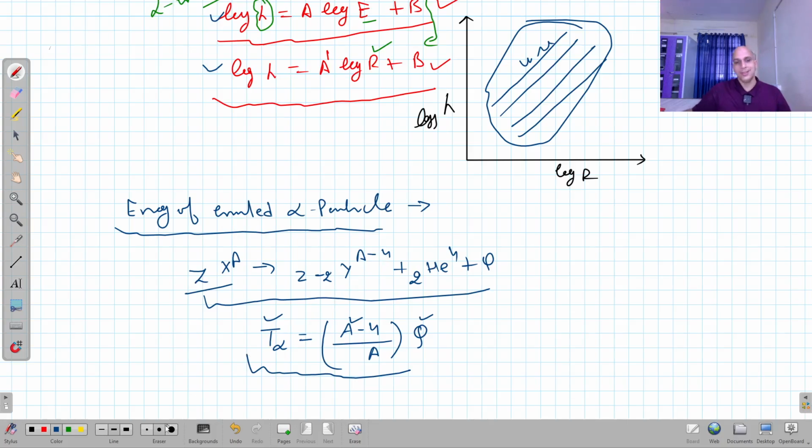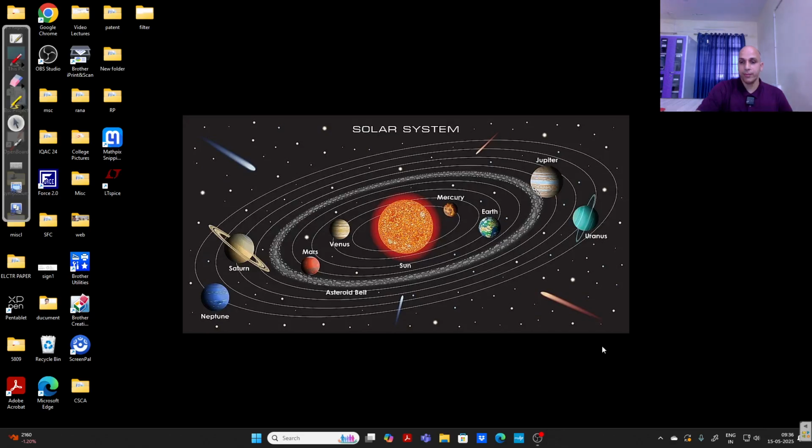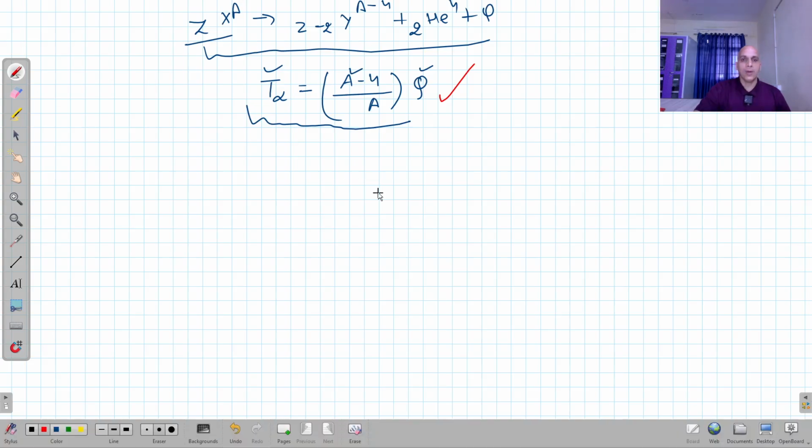So usually a question is asked from here, that you will be given a situation and you will be asked to calculate the energy of the emitted alpha particle, right? So we can use this relation. Now I am coming to the decay processes in detail. Decay processes. The first one was alpha decay.